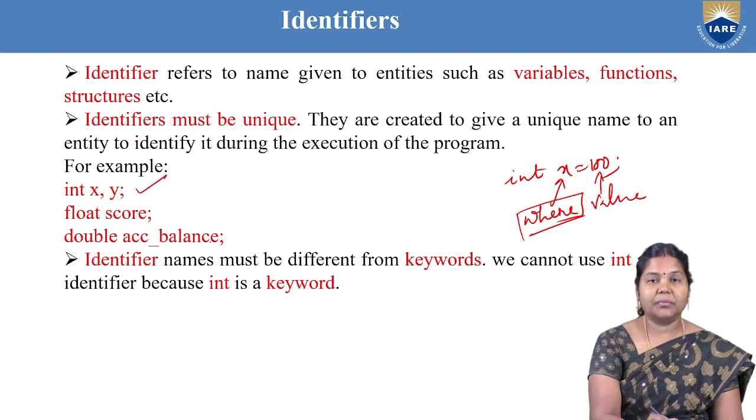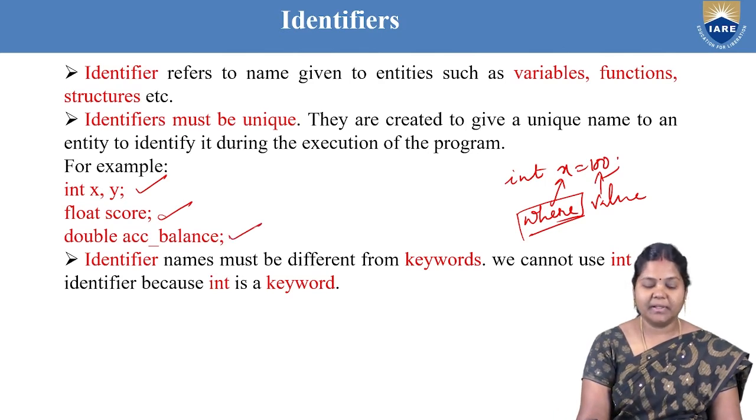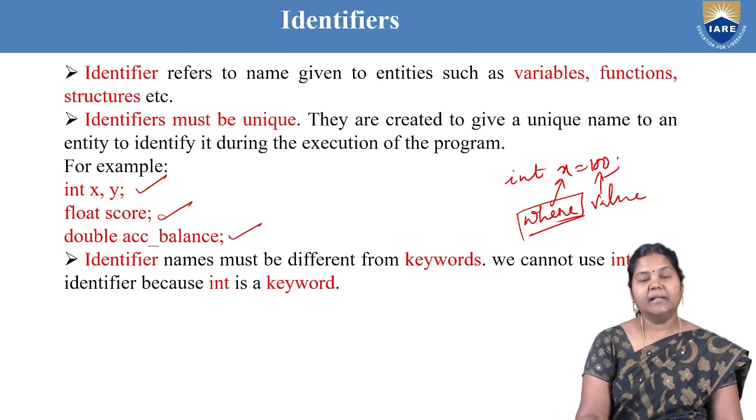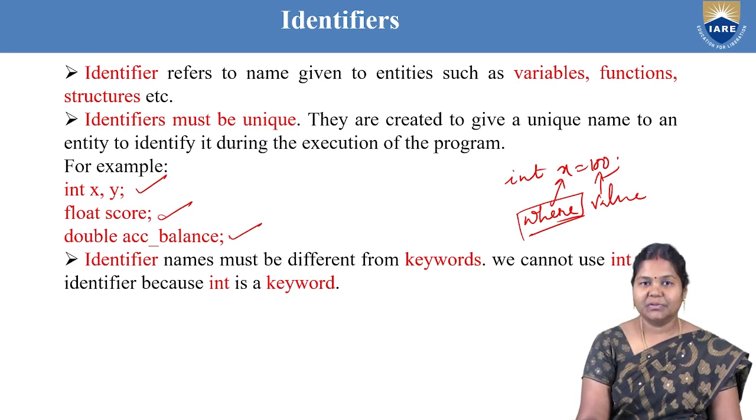Here, int x and y both are integer type variables. Score is a float variable. Account balance is a double variable. Similarly, the identifier names follow certain rules, and the identifier names cannot be keywords or reserved words. Keywords and reserved words will always have a predefined meaning, so you should not use the keywords as identifiers.